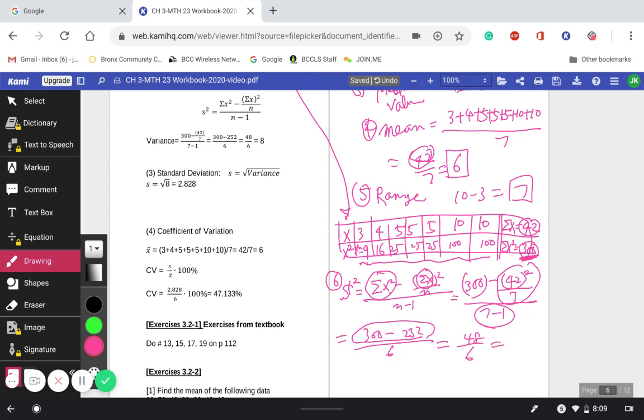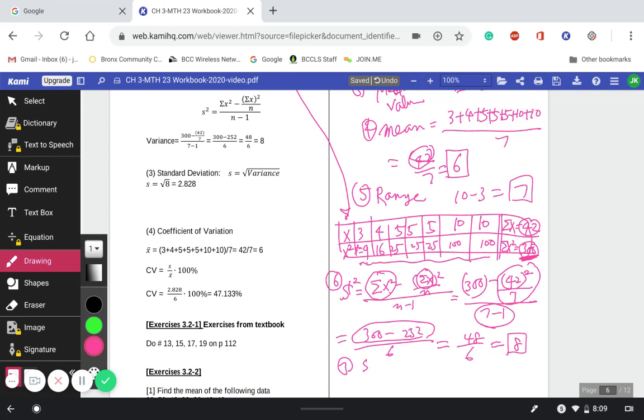And then you get 8. So you do step by step and write all the detail, okay, when you do this kind of question. So that's the variance of this data, 7 datas. Then how'd you get number 7?